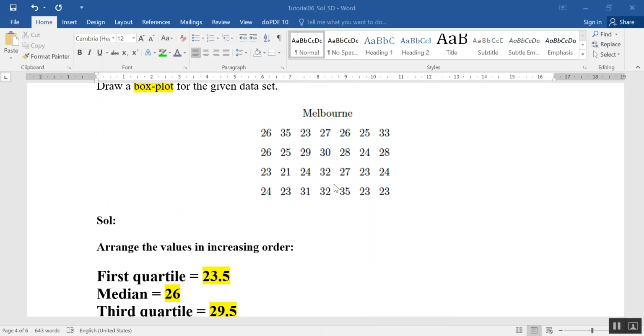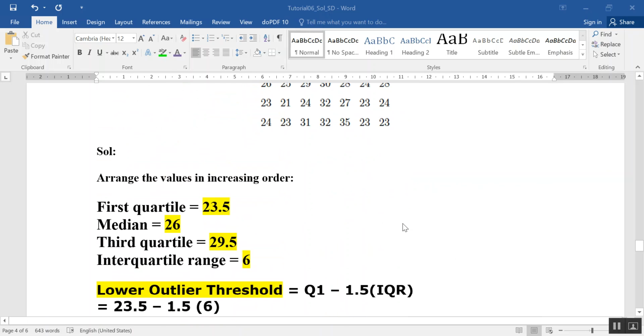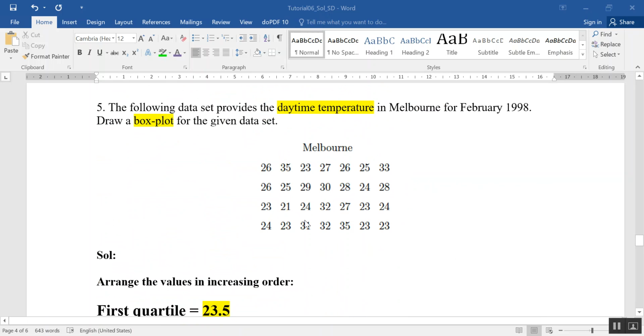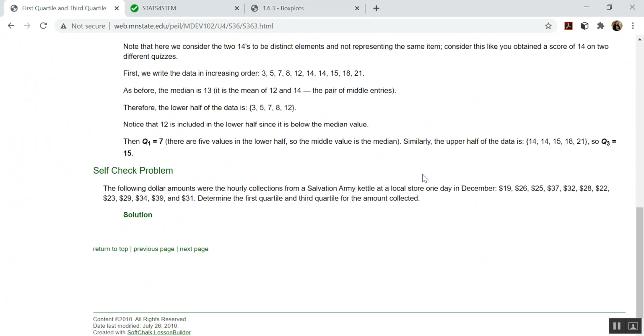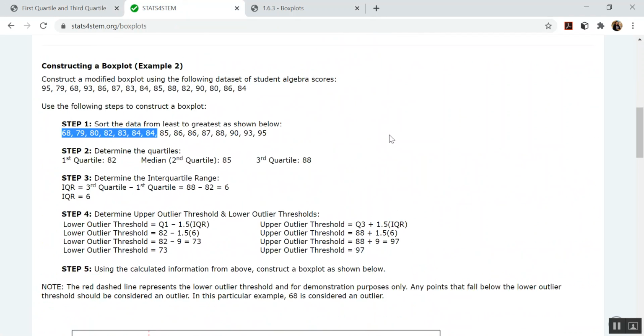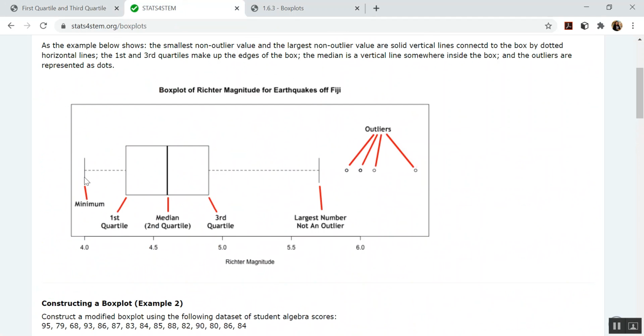So you can see the min is 21, okay, and the max is 35. So that is what you see, the min pointed here and the max pointed here. So this is min and this is max, okay. The box plot, as you can see here, shows the minimum, first quartile, median, third quartile, and the largest number, not an outlier, which is here. So any values beyond this and beyond this, okay, will be considered as outliers.